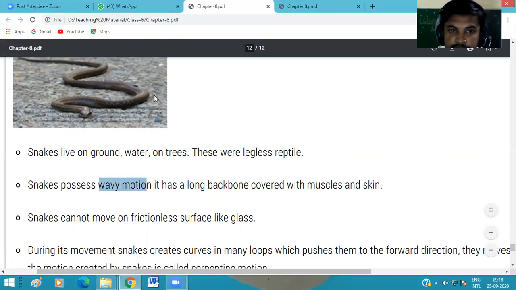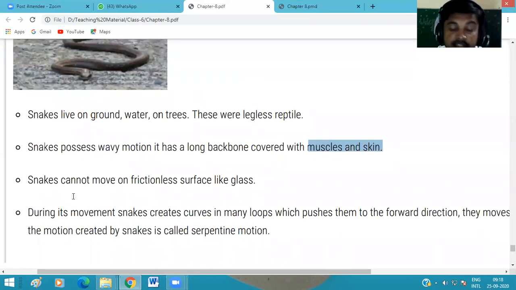It means they create bends like this, in this zigzag way. They move in this motion, and they have a long backbone from the head to the tail. Their body is covered with muscles and skin, and scales.